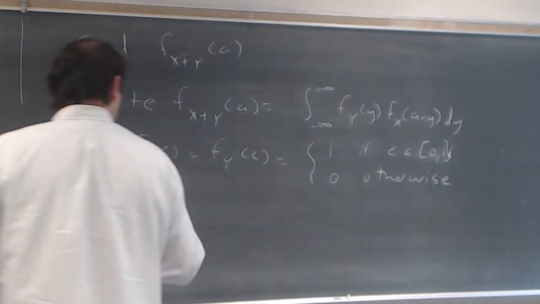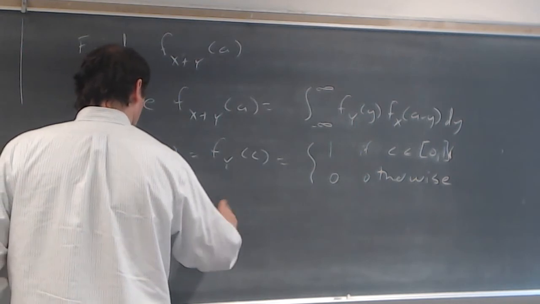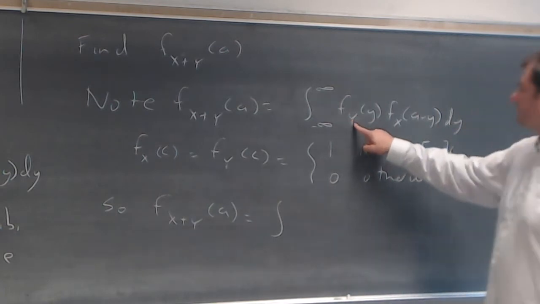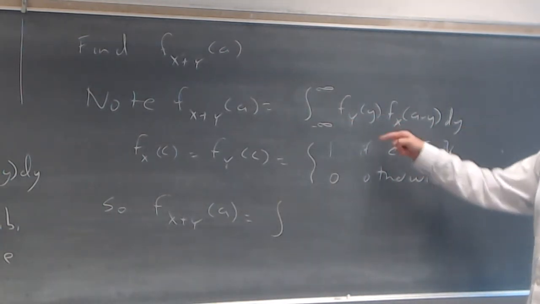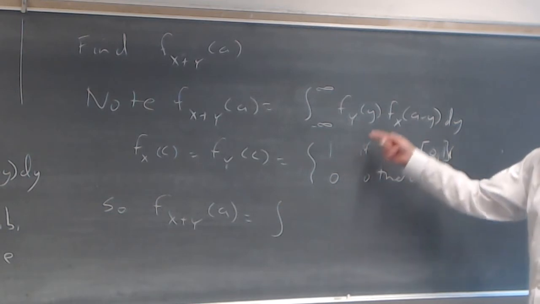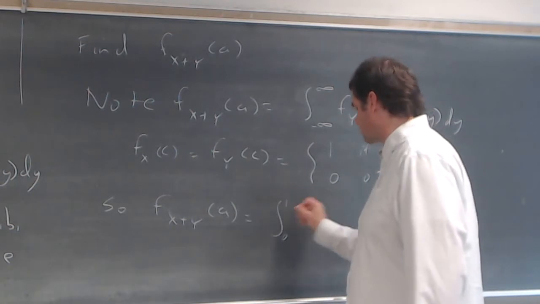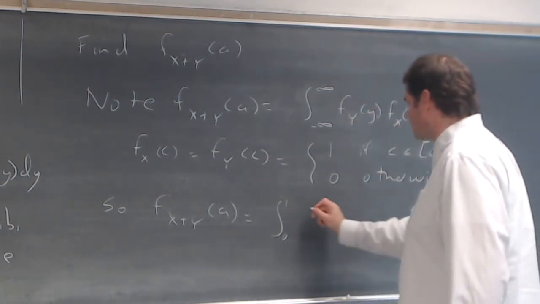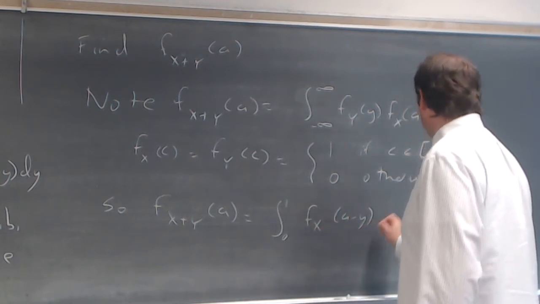So what we have then is the PDF of X plus Y evaluated at a. Look, this f sub Y of y, remember we're integrating with respect to y, is going to be 0 most of the time. The only time it isn't 0 is when y is in between 0 and 1. When y is between 0 and 1, f sub Y is 1, so we just have remaining f sub X of a minus y, dy.